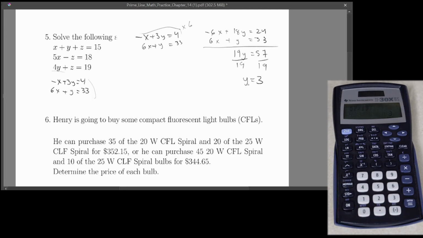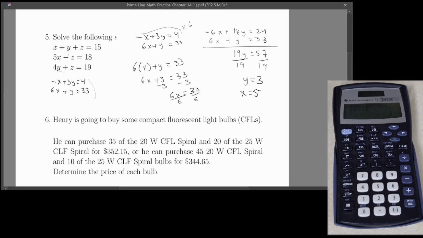And now we can plug this back into any of the equations and solve. So I'm going to use 6x plus y equals 33. We'll plug in 3 there, so 6x plus 3 equals 33. Subtract 3. We get 6x equals 30. Divide by 6. And we get x equals 5.